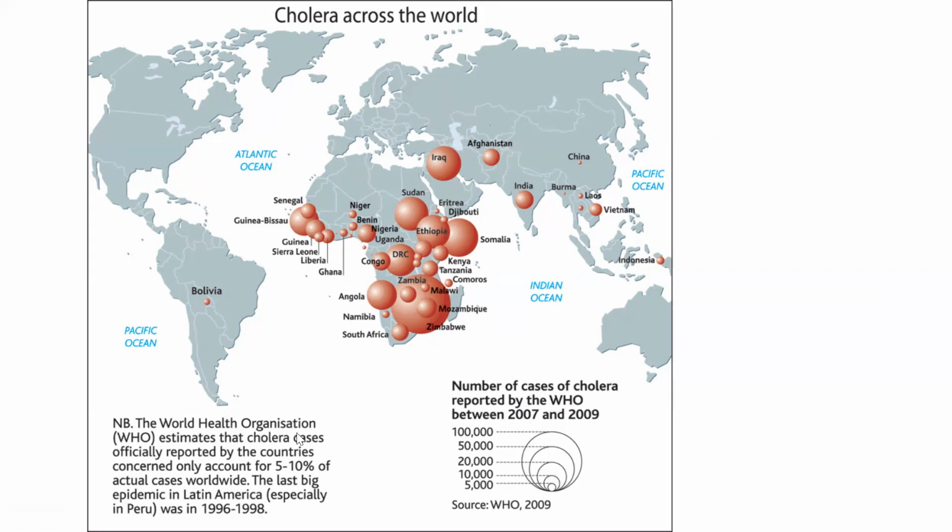And it was estimated that cholera cases officially reported by the countries were actually only 5 to 10% of the actual number of cases. So actually, if the sphere shape looks this much in Afghanistan, that is because to the government, only that many cases were reported. But in reality, there were more cases than that. In India, these many cases were reported, but actually there were more than this.